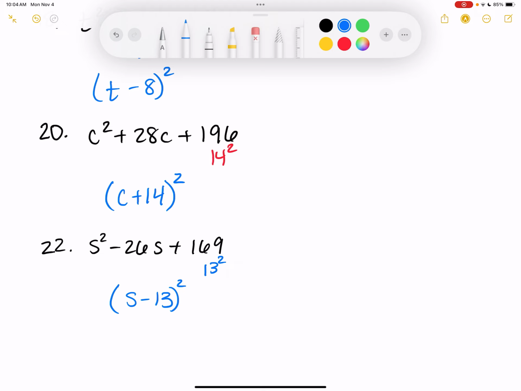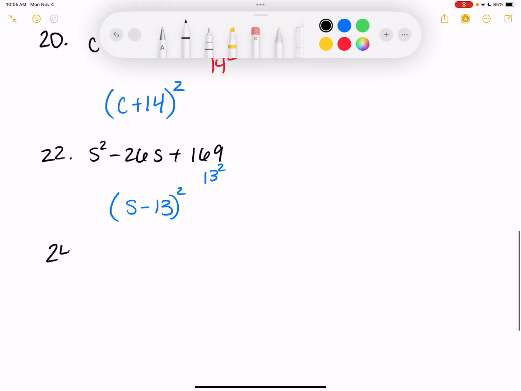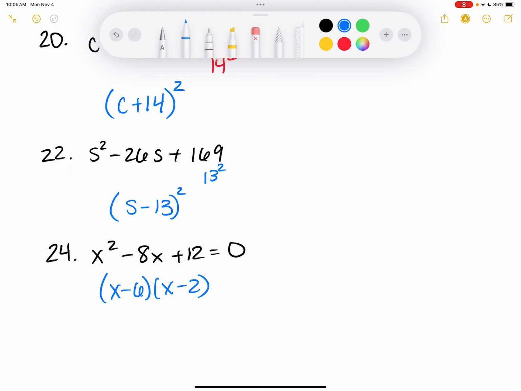All right, the last stuff in this section is to factor and solve the equation. So it just means that whatever we factor is set equal to 0, and we solve it out with the zero factor property. So 24 x squared minus 8x plus 12 equals 0. So I need factors of 12 that give me negative 8. Negative 6 and negative 2. So x minus 6, x minus 2 equals 0.